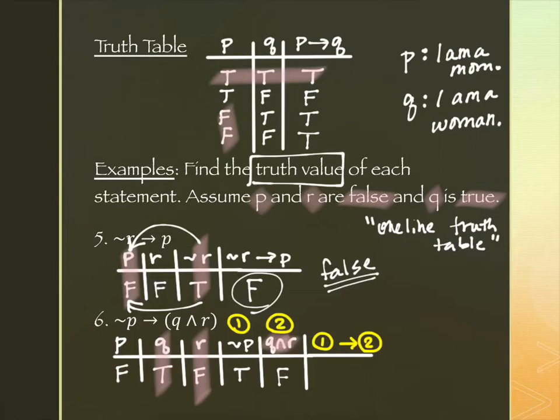And then I'm going to do 1 implies 2. Well, here's column 1. That's the tilde P column. Here's column 2. It's the Q and R column. So an implication, true implies false. Is that true or is that false? False. It's false. So my truth value, once again, is false. I promise they're not all false. The 2 I did just were.